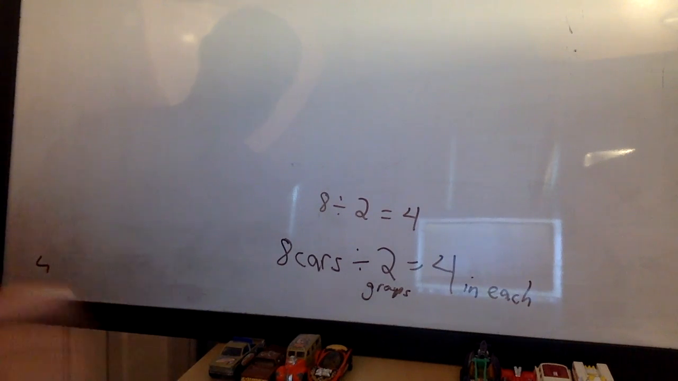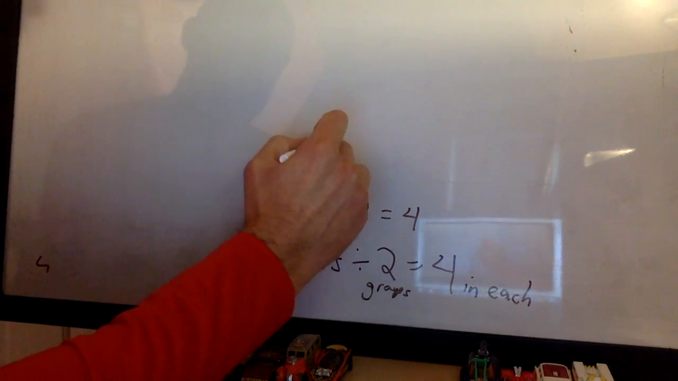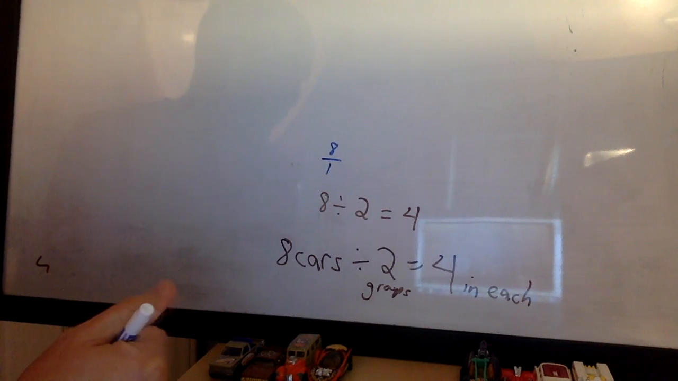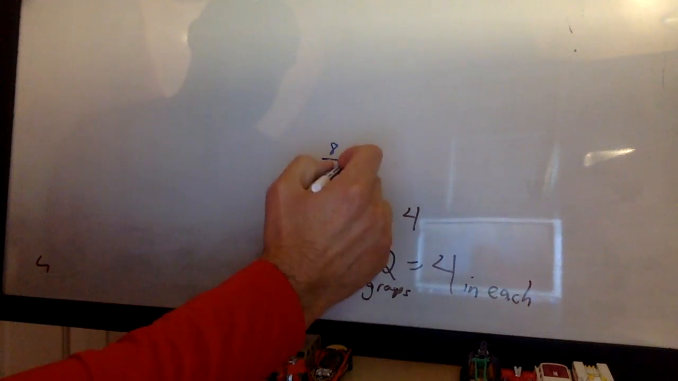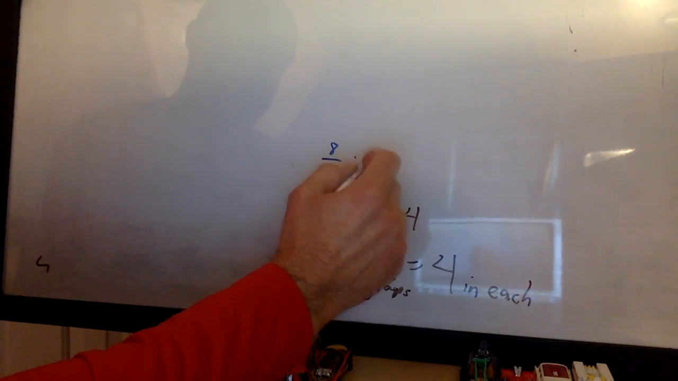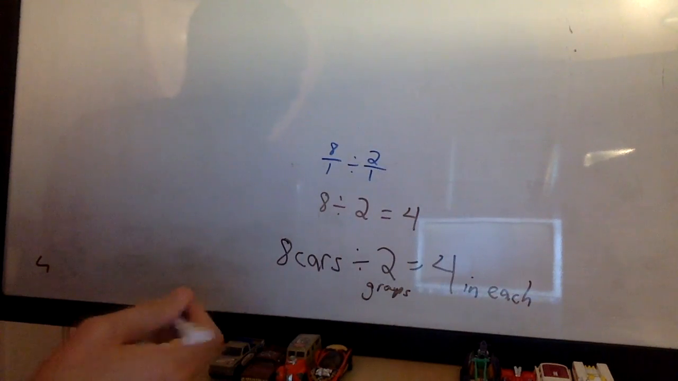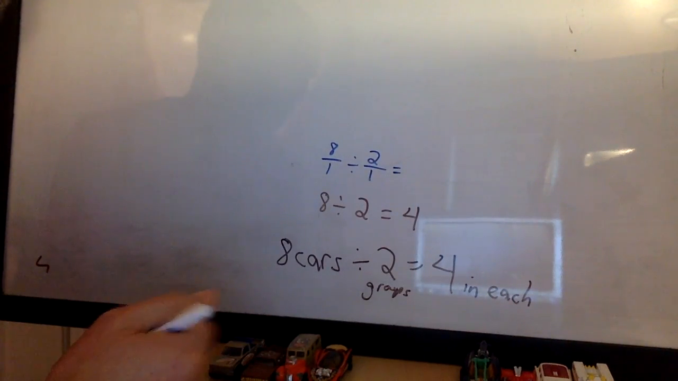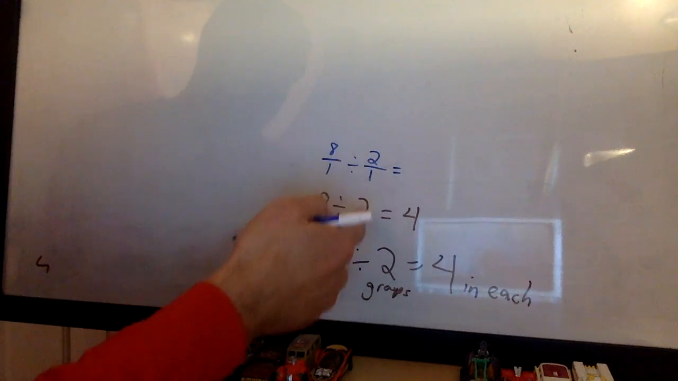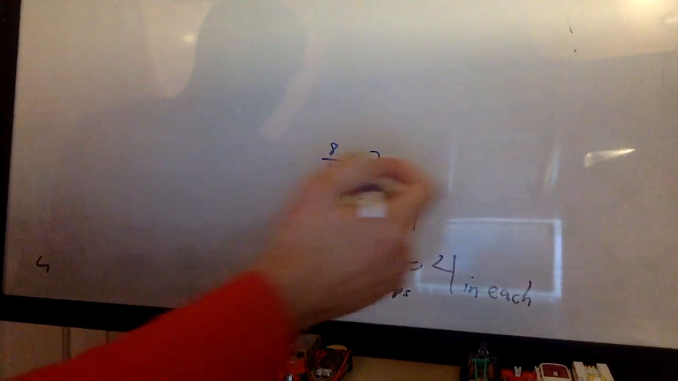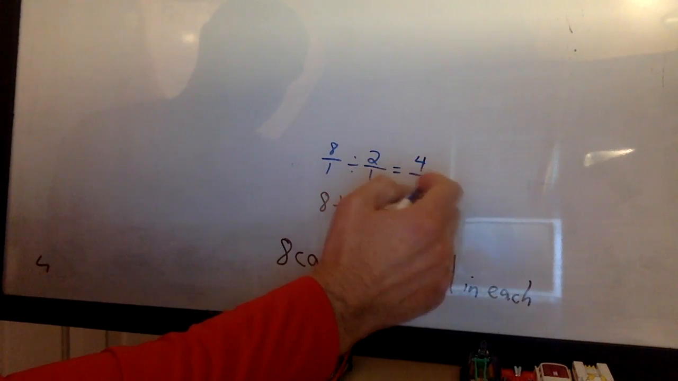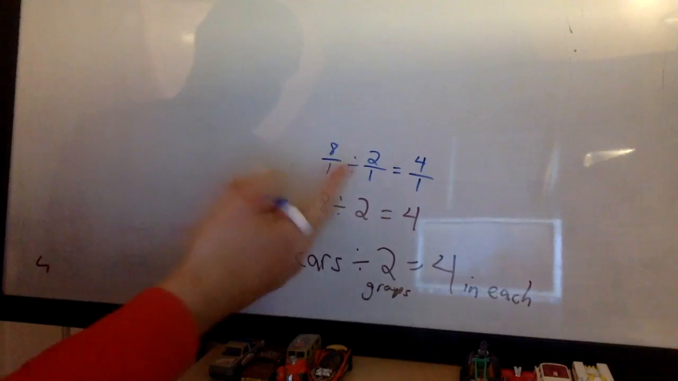So, how would you write 8 as a fraction? Can I write it as 8 over 1? Are you nodding your head yes? Awesome. So, 8 over 1 divided by 2 over 1. What do you think the answer to that is? Well, if 8 over 1 is the same as 8, and 2 over 1 is the same as 2, then I'm assuming that my answer has to be the same, but I'm going to write it in the form of 4 over 1.